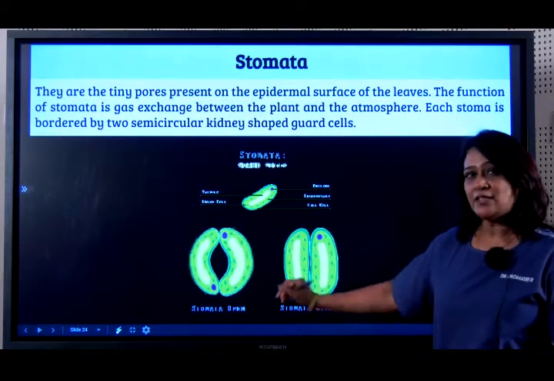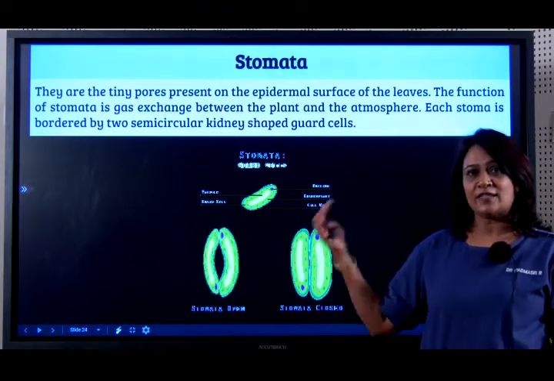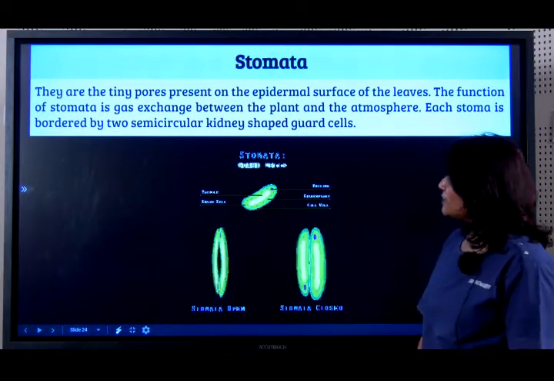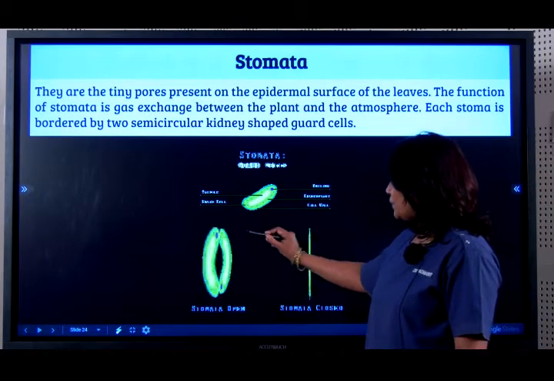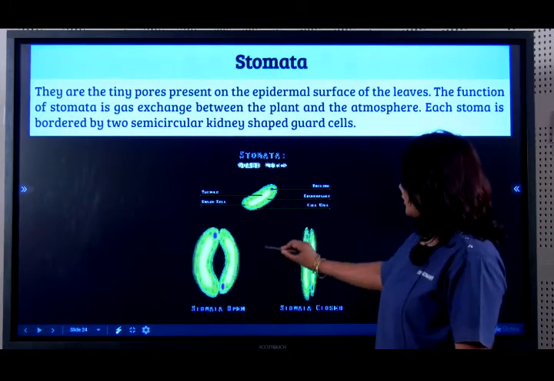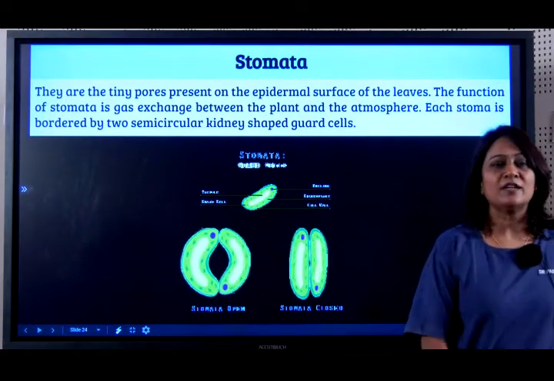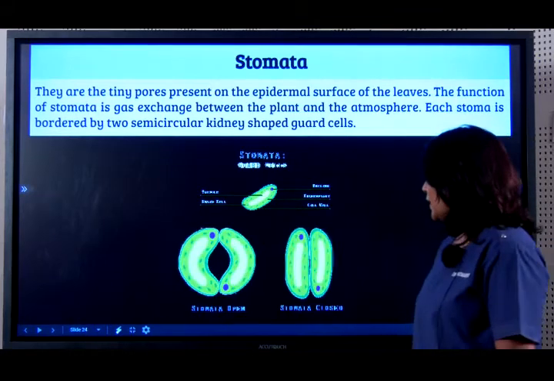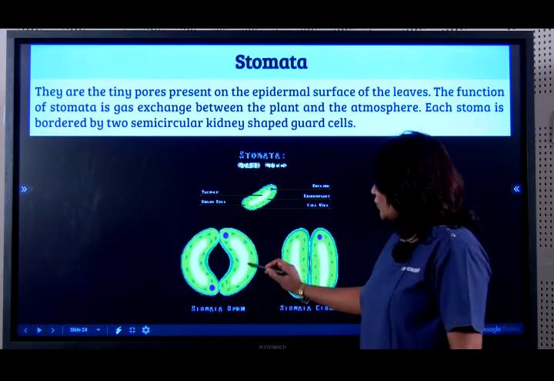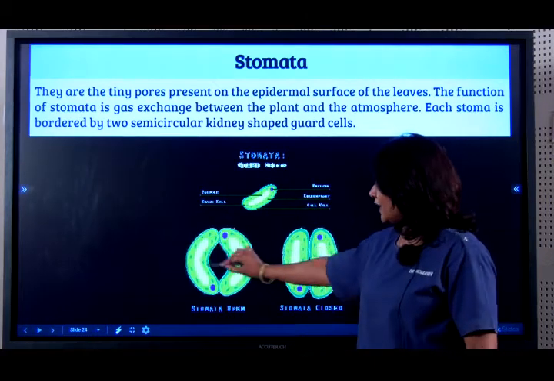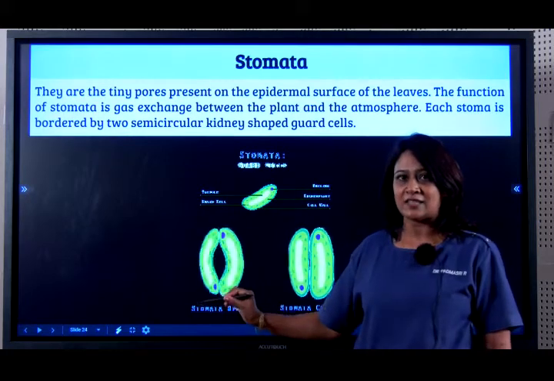Now I was telling you that the water is absorbed as well as the carbon dioxide is absorbed by the plant. How does this process actually take place? This takes place through tiny pores which are present on the epidermal surface of the leaf of the plant, and these pores are called stomata. So what happens is, you have this opening here, and on either side you have two kidney shaped cells which are called the guard cells.